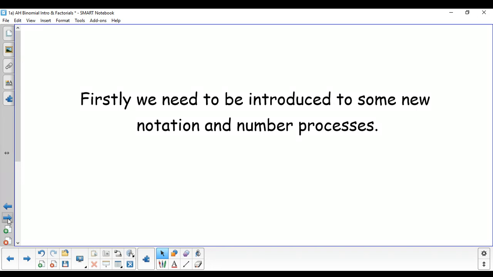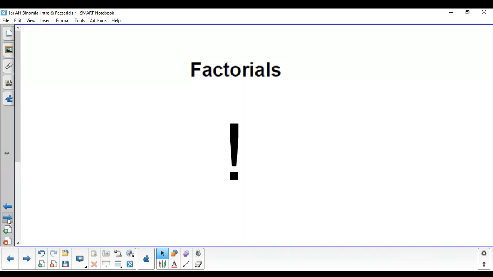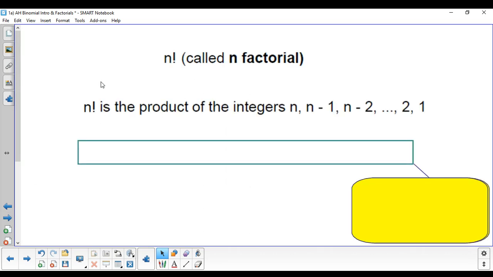Firstly, we need to be introduced to some new notation and processes. So the first thing we need to know is this exclamation mark actually means factorial. And factorials are represented with the exclamation, so this would read n factorial. It is the product of integers decreasing down to 1. So that means you've got n, n minus 1, n minus 2, and so forth.